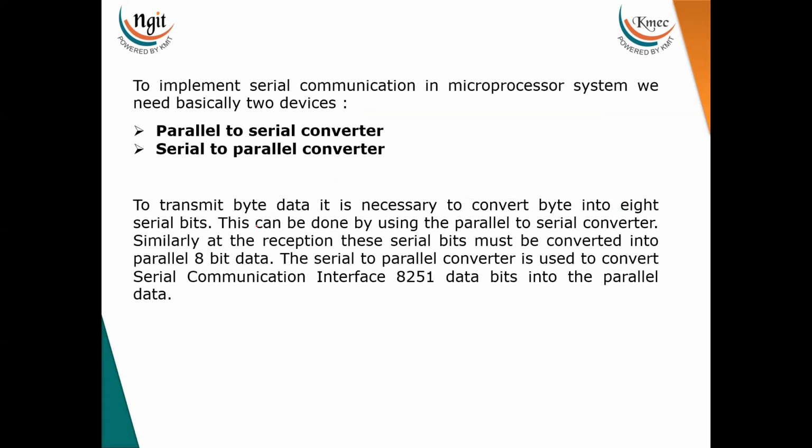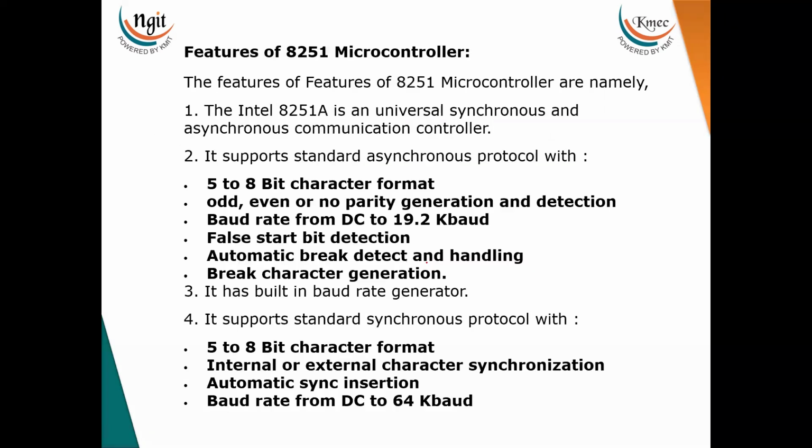Now to implement serial communication in a microprocessor system, we need basically two devices: a parallel to serial converter and a serial to parallel converter. Within the microprocessor, data transfer takes place in parallel. But from the microprocessor to the outside world, the data transfer should be done only in serial manner and vice versa. So for that, parallel to serial and serial to parallel conversions are required, and 8251 will do that conversion.